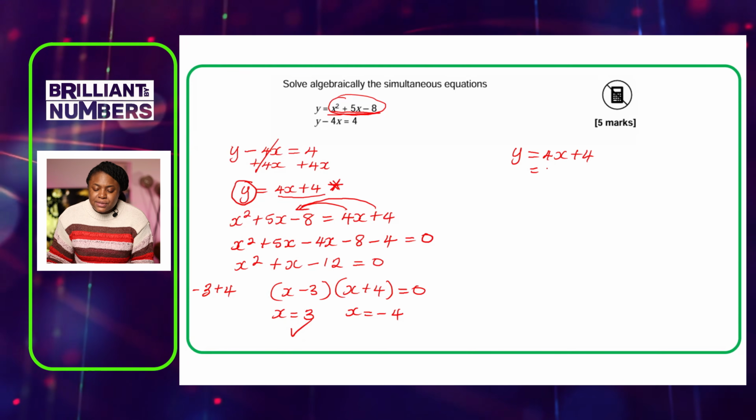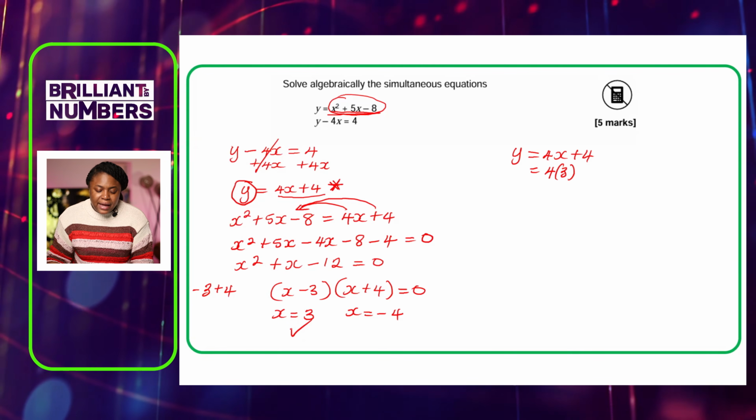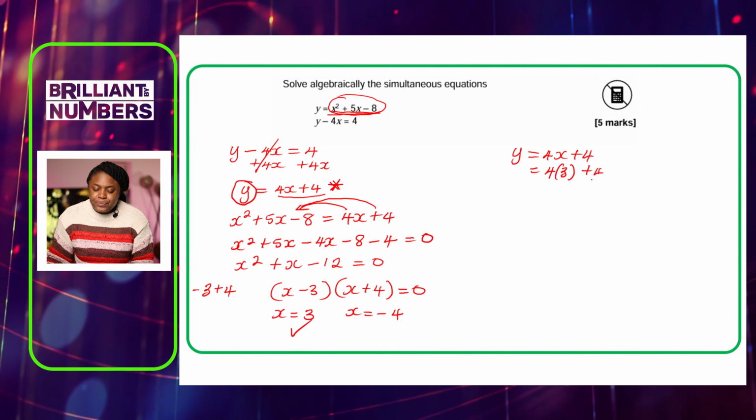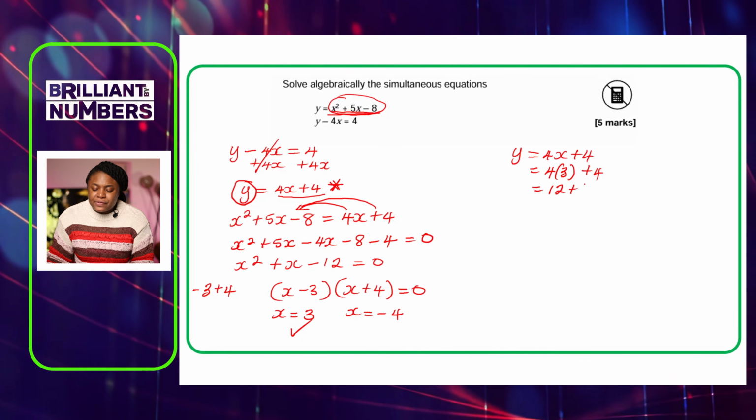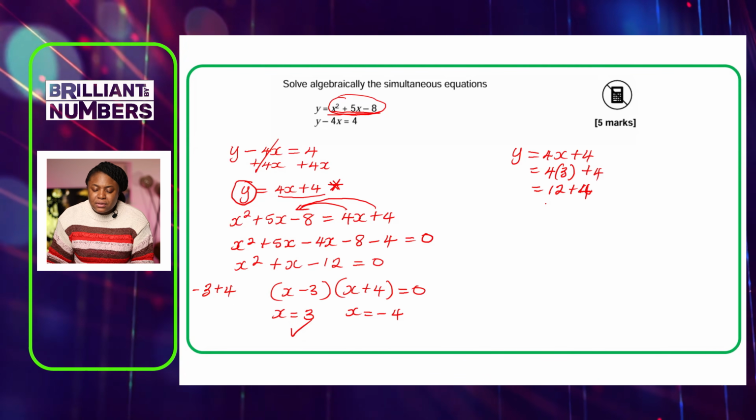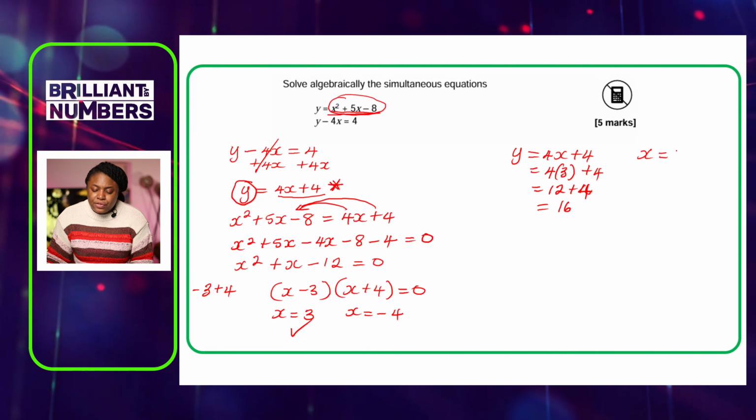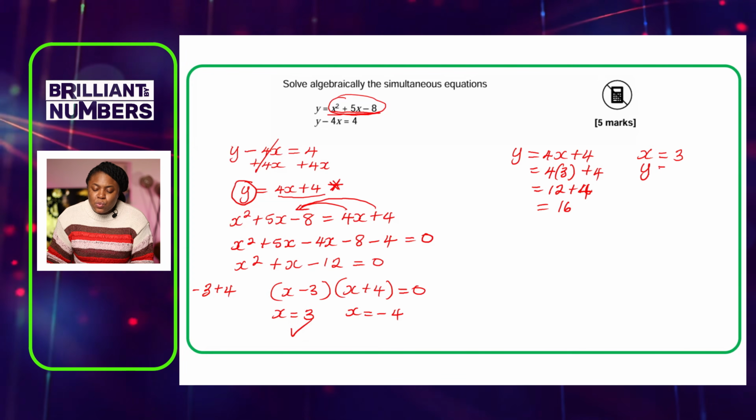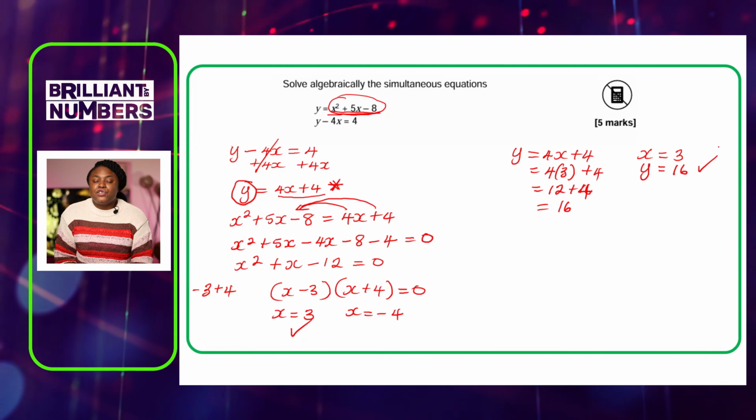So I'm going to substitute 4 times by x, which is now 3, this 3 here, plus 4. So 3 times 4 is 12. And 12 plus 4 is 16. So therefore, when x is equal to 3, the corresponding y value will be 16. So that's one pair of solutions.